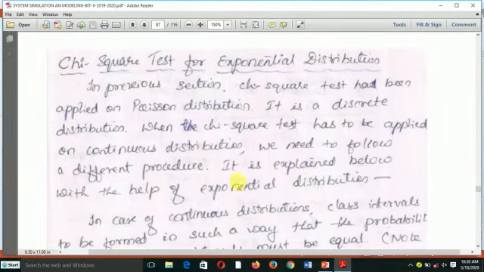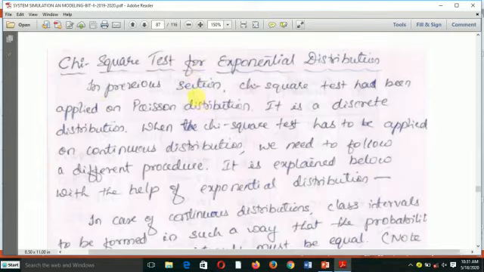So, dear students, we are going to see the chi-square test for exponential distribution. Previously we saw the chi-square test for Poisson distribution. Now we are going to see exponential distribution.